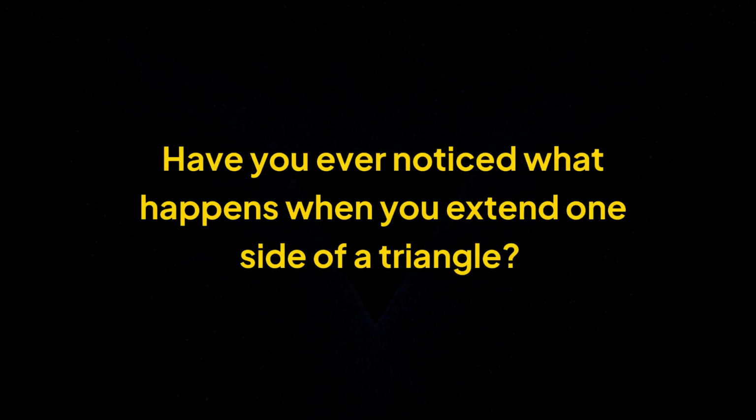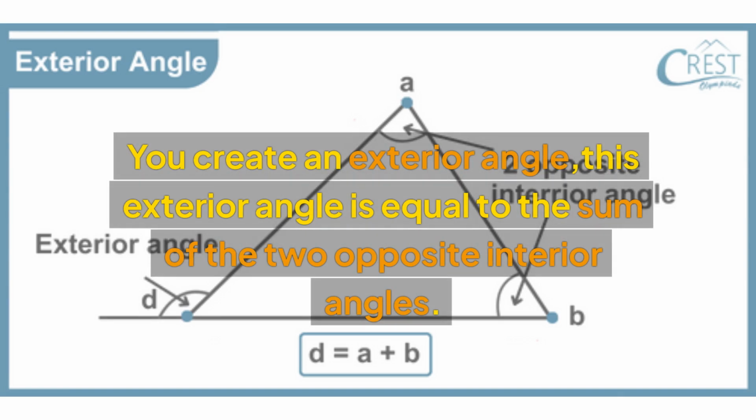Have you ever noticed what happens when you extend one side of a triangle? You create an exterior angle. This exterior angle is equal to the sum of the 2 opposite interior angles.